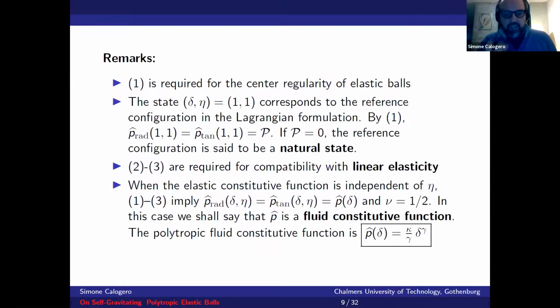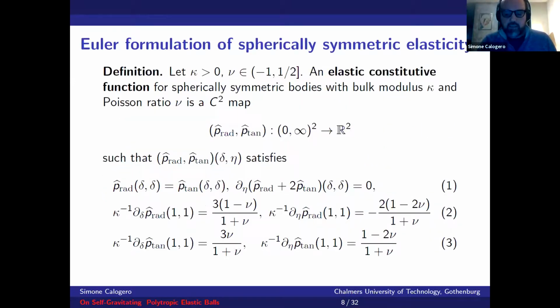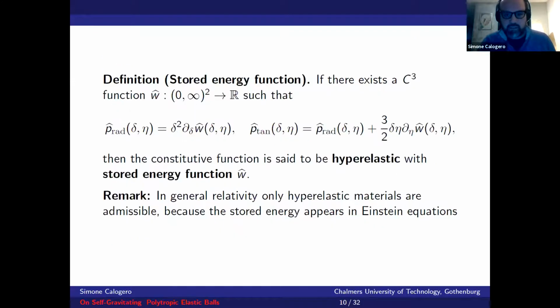Now there is a special case of these elastic materials that is perhaps the most, if not the only, important one in the applications, the so-called hyperelastic materials. A material is said to be hyperelastic if there exists a function W hat of delta and eta, such that I can write the constitutive function for the radial pressure and the tangential pressure using this formula that you can read here. And this function W hat is called the stored energy function of the material.